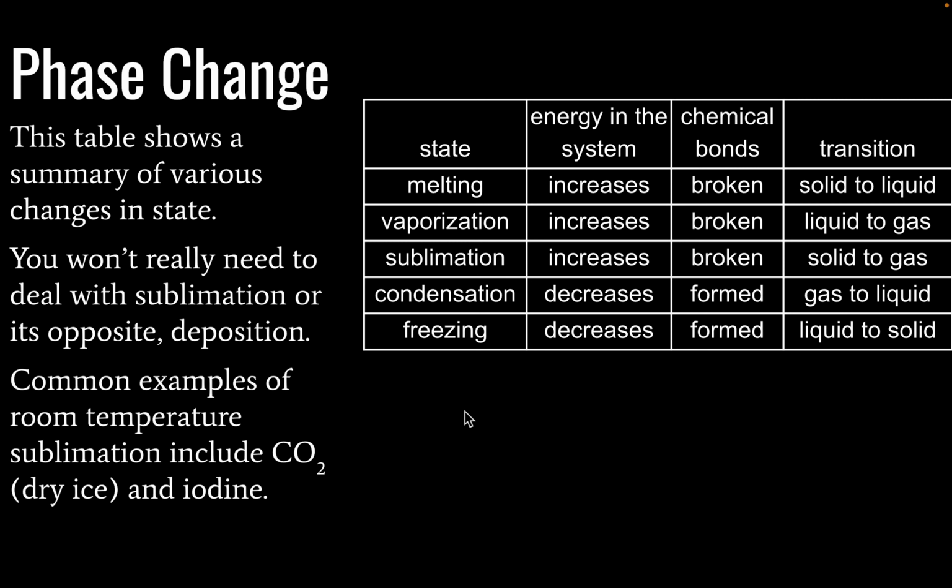No surprises. So a couple quick examples of room temperature sublimation would include carbon dioxide or dry ice, as well as iodine, which forms a nice, cool purple gas from the solid iodine crystals. It's pretty awesome.